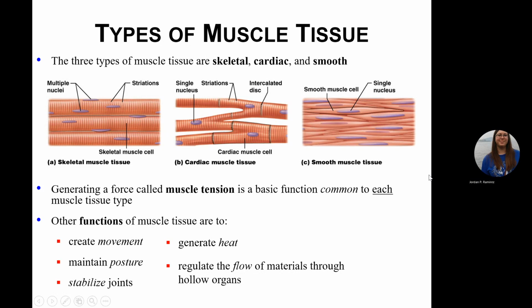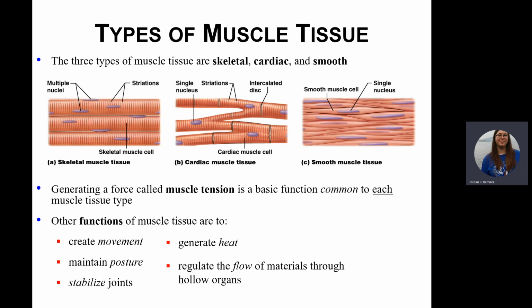So the main function of each one of these 3 is generating muscle tension. That's a basic function common to each one of these. However, you do have more specialized functions that may be specific to skeletal muscle or smooth muscle, and some of those include, for example, creating movement, maintaining posture, stabilizing joints, and generating heat, which you typically associate with skeletal muscle. You could make a case for creating movement being cardiac muscle tissue because that's going to help to pump the blood throughout the body.